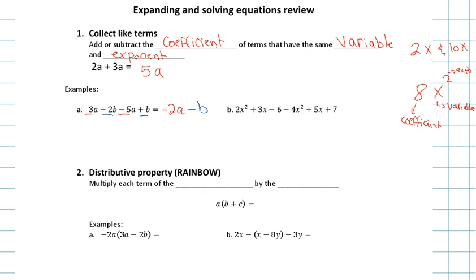All right, what are my like terms? Yeah, 2x squared and minus 4x squared, so I get my negative 2x squared, yeah. And then I have 3x and 5x, they're both addition, so I add them, plus 8x. And minus 6 plus 7, plus 1.